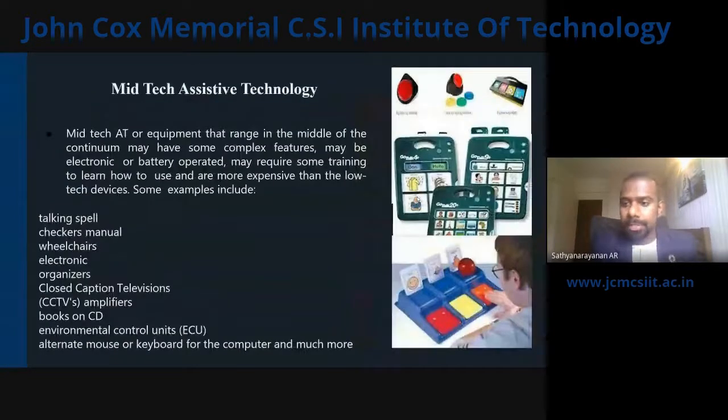Okay, so let's look into the mid-tech, where there are various devices out there, like Talking Tom. Right now various companies like Avas and Mindtree are designing something similar to Talking Tom. There are different applications, and checker manuals, wheelchairs, electronics. So these are different types of mid-tech AT technologies.